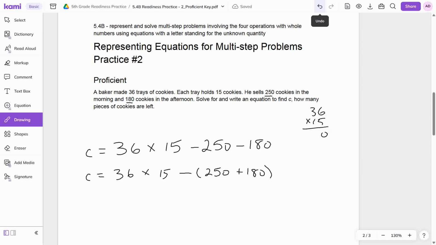All right, so that's going to be 30 times 15, that's 180. And then that's going to end up being 36 times 15, that's 540. All right, so right here, I've got 540. Now, let's do both ways just to verify. I'm going to take away 250, and that is going to get 290. Subtract 180. It's going to give me 110.